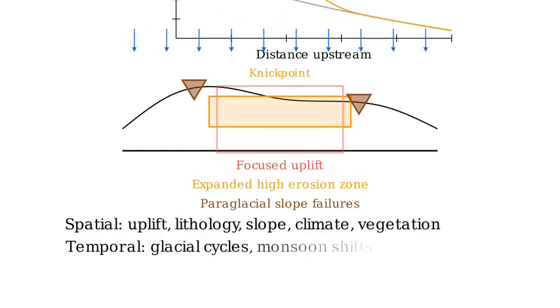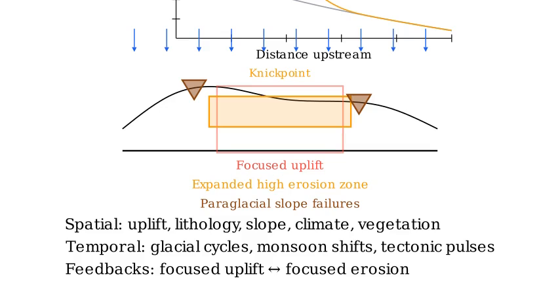Key ideas. 1. Spatial variation arises from the interplay of uplift, lithology, slope, climate, and vegetation. 2. Temporal variation tracks climate cycles and tectonic pulses, often with transient responses. 3. Understanding both patterns and their feedbacks is essential to decode landscape evolution in active mountain belts.